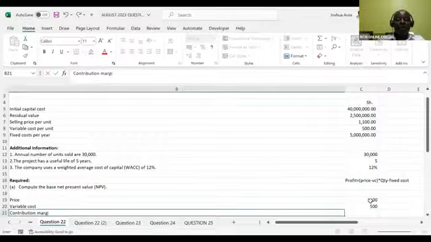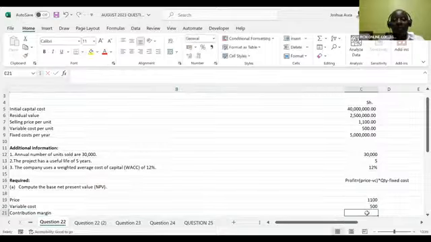So how do I get contribution margin, somebody? Please talk to me. Is there somebody who knows the formula for getting contribution margin? Thank you so much. They're telling me Mwalimu.